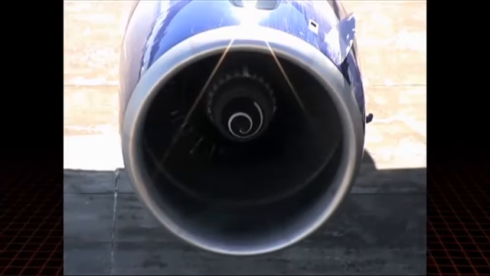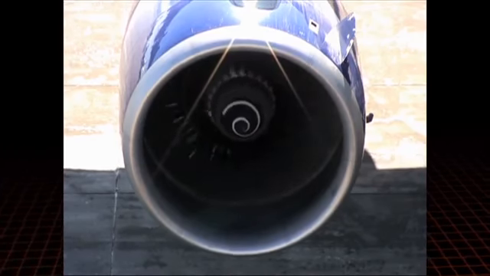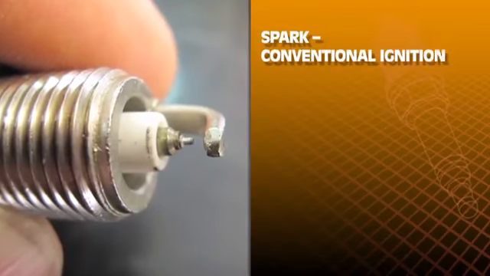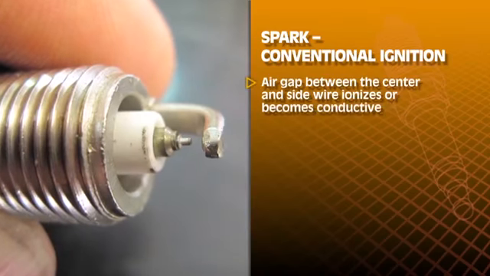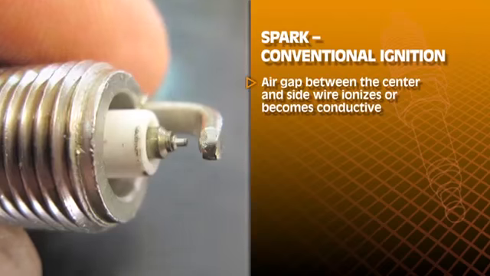Plasma ignitions are commonly used today to ignite jet turbine engines. A typical ignition spark in a conventional ignition occurs when the air gap between the center wire and side wire ionizes or becomes conductive.